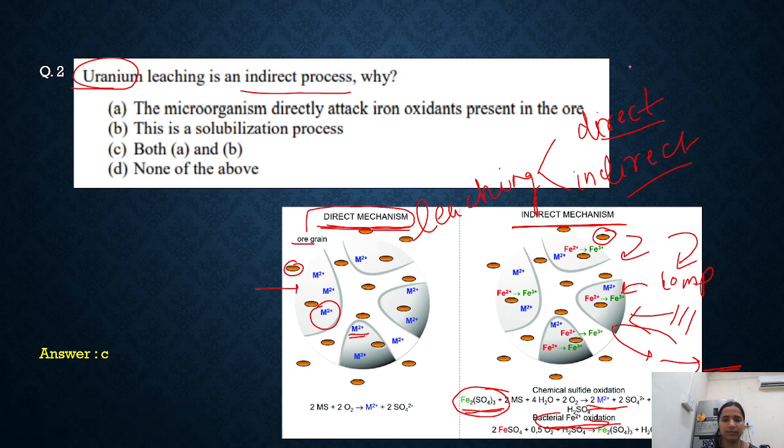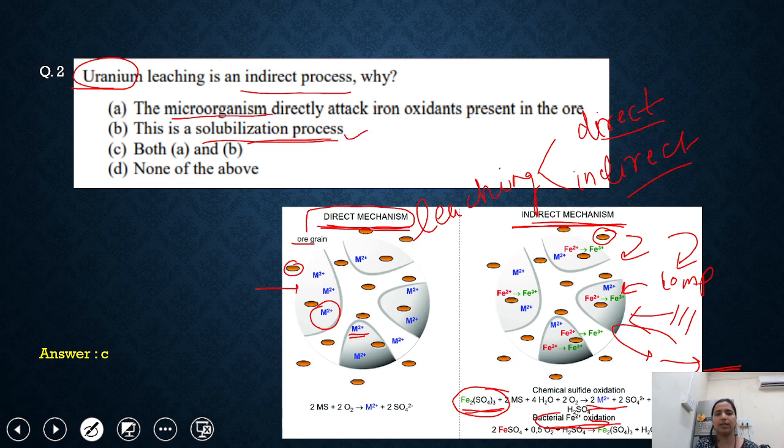So let's read the options. They are talking about uranium leaching, and they themselves are telling that it is an indirect process. So they are asking why. What is the first option? First one is the microorganism directly attacks iron oxidant present in the ore. The second option is this is a solubilization process. C option is both A and B, and D is none of the above. So it's true, when it is an indirect mechanism, a solubilization process occurs. And what is given in the first option is that the microorganism is attacking the iron oxidant. Suppose in this figure it is mainly reacting with iron sulfate. So this is also a part of this indirect process. So for this the answer is C.